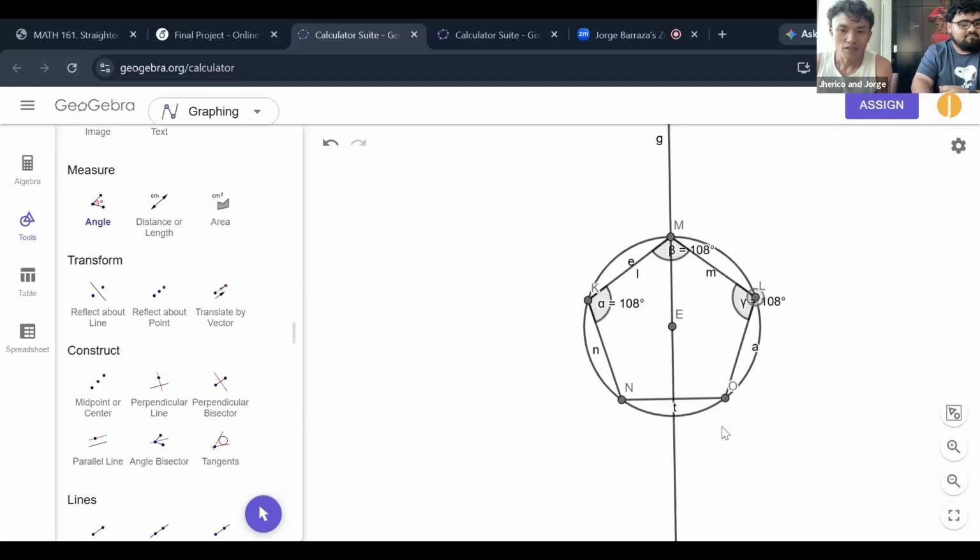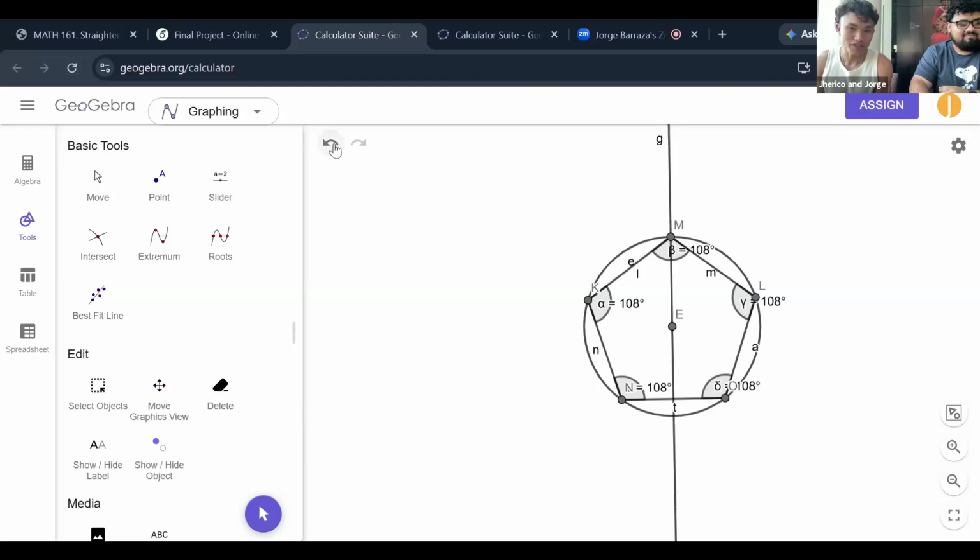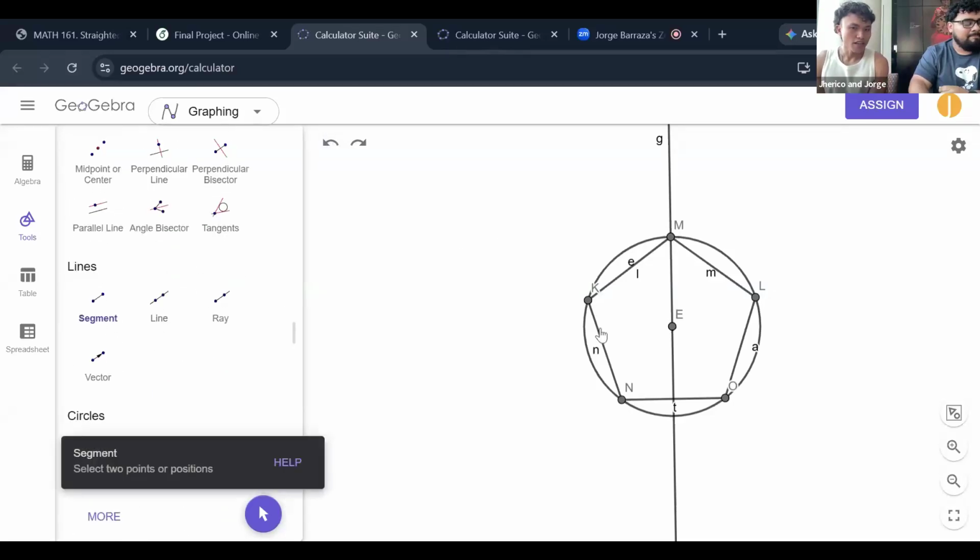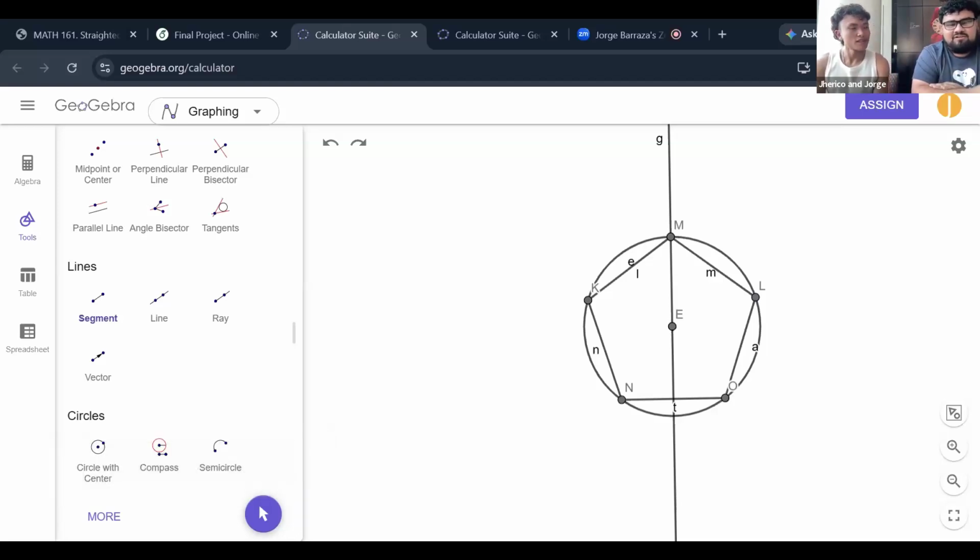Which they are, and 108 times 5 is 540. So that gives us exactly what we needed. We have a pentagon, and now we have the extra condition of it being a regular pentagon, which gives us the angles 108. So we can now hide that. Now we can also find some other angles using this construction, which uses only a compass and straight edge. Since we're able to construct this pentagon using only a compass and a straight edge, that implies that 108 is a constructible angle.